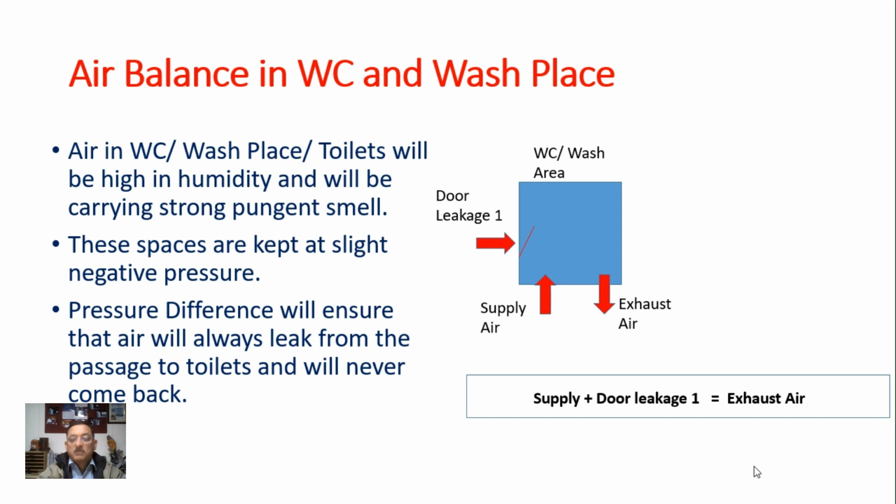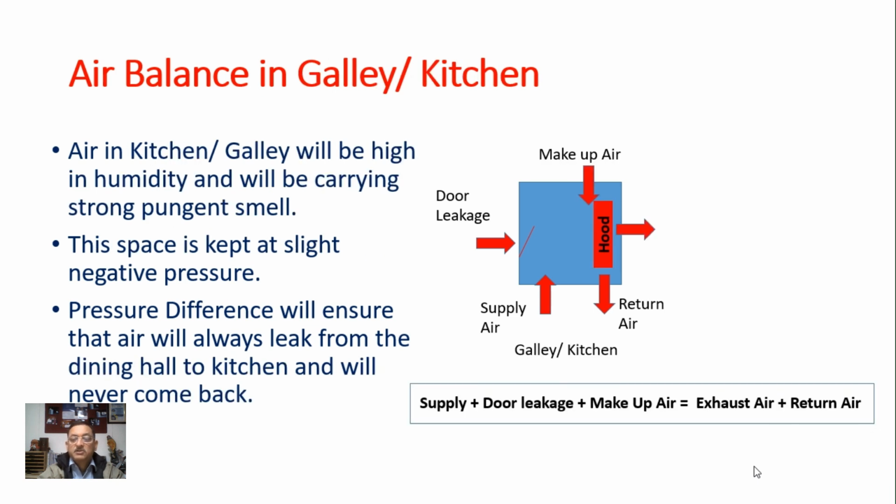Another example where we have to maintain air balance or do this exercise is a wash place, which has to be kept at a negative pressure. Here some amount of supply air is being given, some amount of exhaust air is being driven out, and also, because this compartment has to be maintained at a negative pressure, the air has to come from the passageway next to it so that smell does not go in the reverse direction. So in this case, the supply air plus door leakage, the summation of it, has to be equal to the exhaust air.